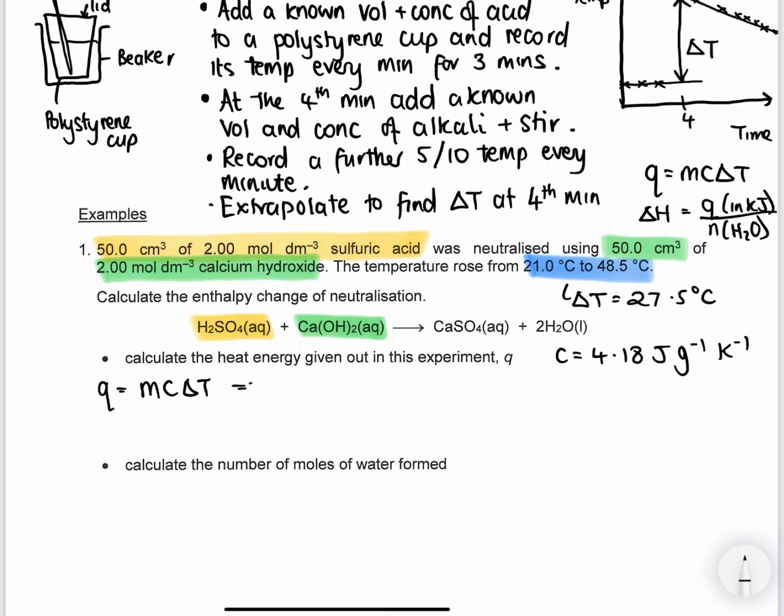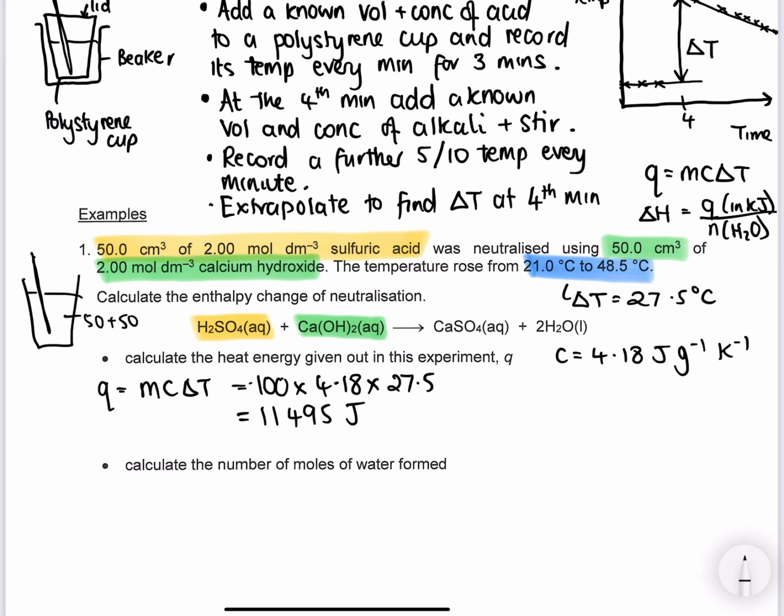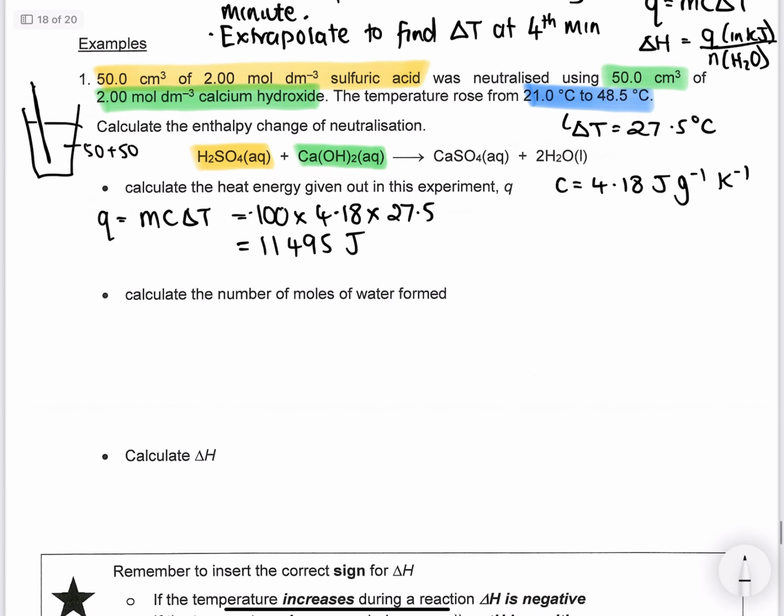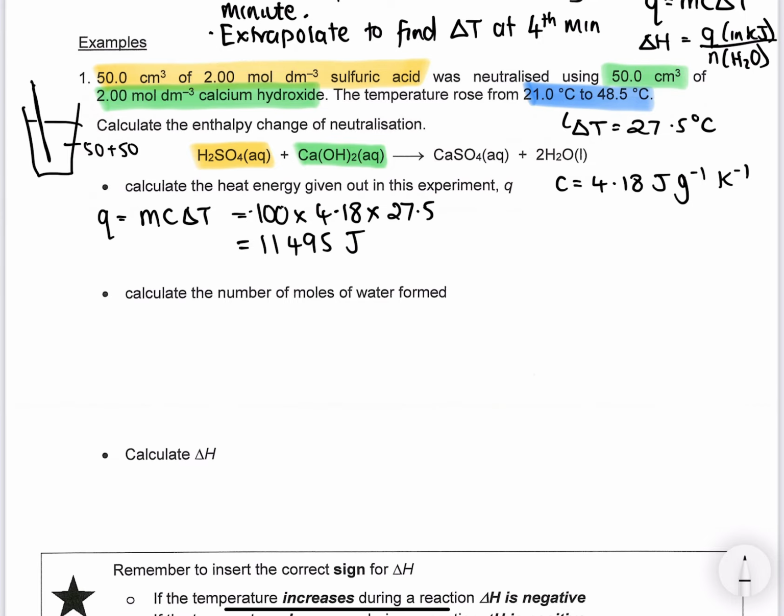Now, what's the m? The m is what the thermometer is measuring, so it's the mass of the solution, and this solution was 50 add 50, 50 of each. So we want 100 times 4.18 times 27.5. You type that on your calculator and get this number, which we'll need to convert to kilojoules in order to use it in the delta H calculation. It says calculate the number of moles of water formed.